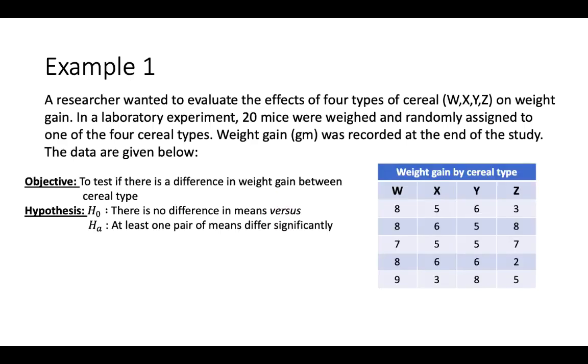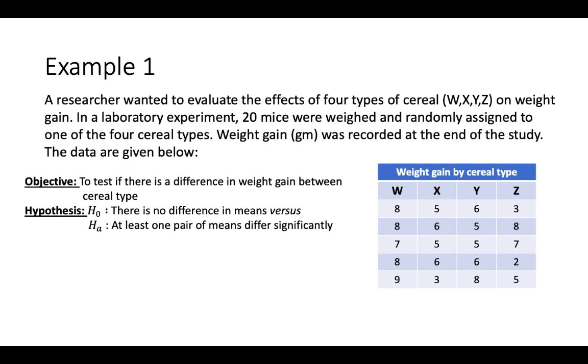Let's take a look at example number 1. A researcher wanted to evaluate the effects of 4 types of cereal, W, X, Y, and Z, on weight gain. In a lab experiment, 20 mice were weighed and randomly assigned to one of the 4 cereal types. Weight gain was recorded at the end of the study. The data are given below. So the objective is to test if there is a difference in weight gain between cereal types. The hypothesis would be, null: there's no difference in means, versus the alternative: at least one pair of means differ significantly. We're going to take the mice and give them cereals, right?